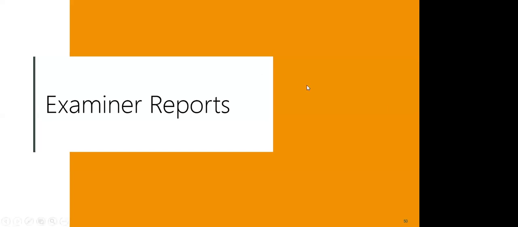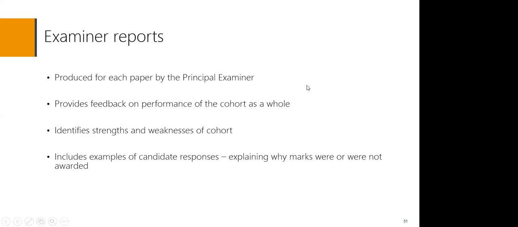which is produced for each paper. After the exam, the principal examiner considers the performance of the paper. The report will draw attention to areas where candidates did well and those where they did not. It will include consideration of the marking points that candidates gained or did not gain for each question. And it will also include examples of candidates' responses to illustrate why particular marks were or were not awarded.